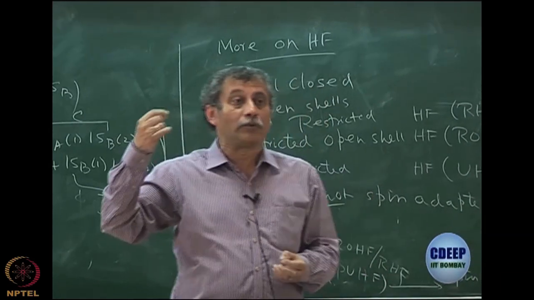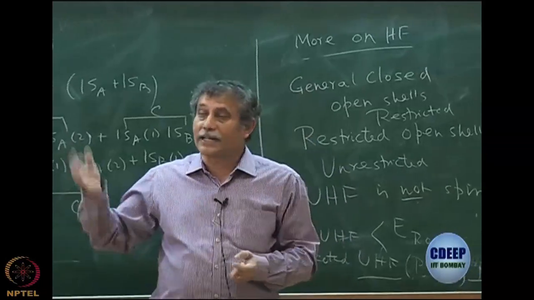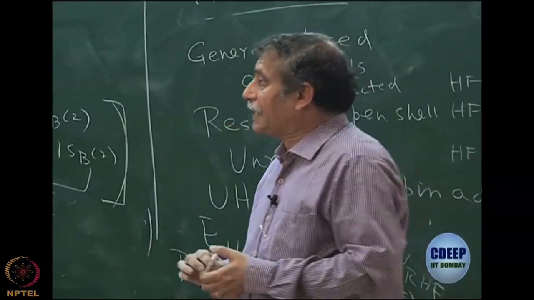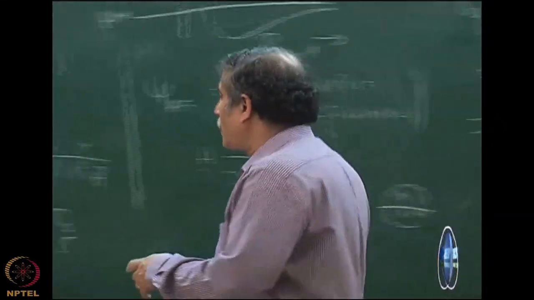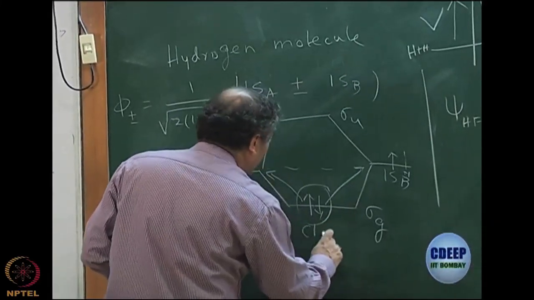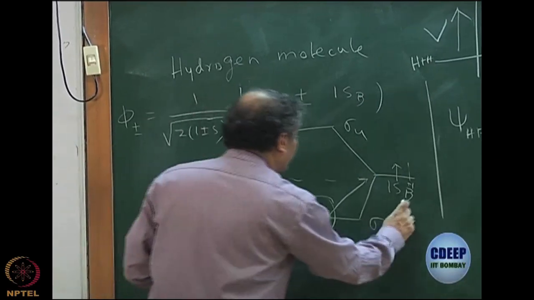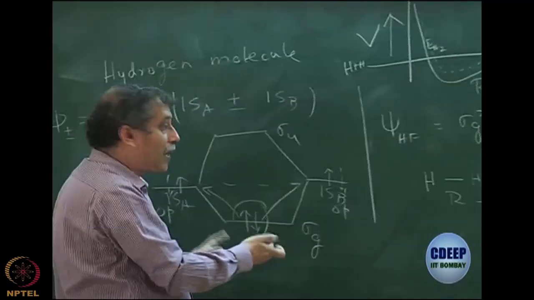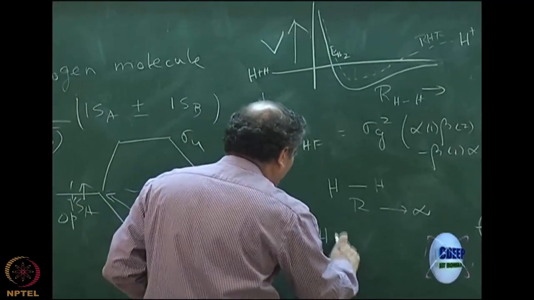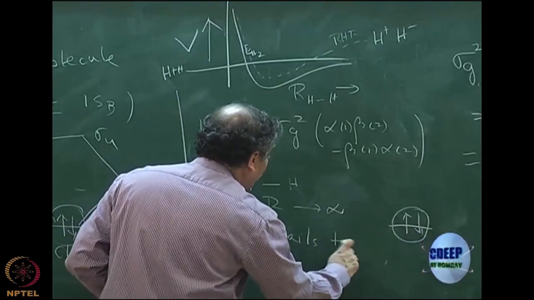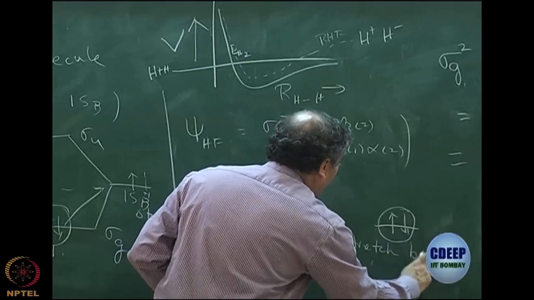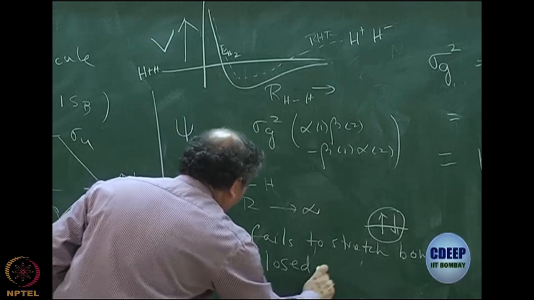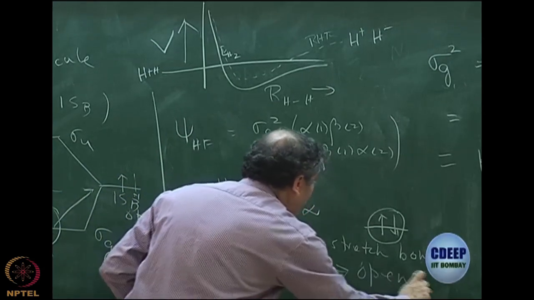Apart from the fact that you require accuracy that I talked of, there is a qualitative failure. Even single bond stretching, it cannot do in some cases. The reason it is happening is very clear: originally the system is closed shell, it is spin paired. But when it goes back, these two are open shell. So if it is open shell, the spin should have enough flexibility. So today it is realized that RHF fails to stretch bonds for systems which are originally closed shell but break up into two open shell fragments.